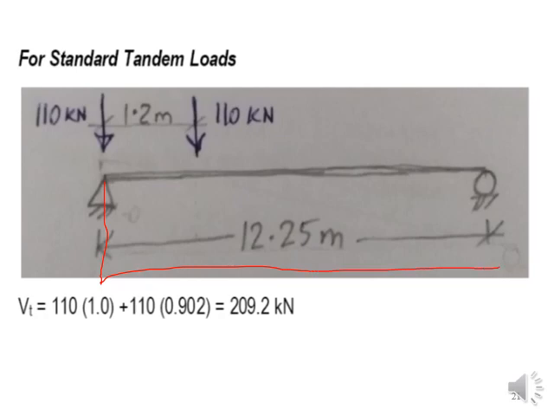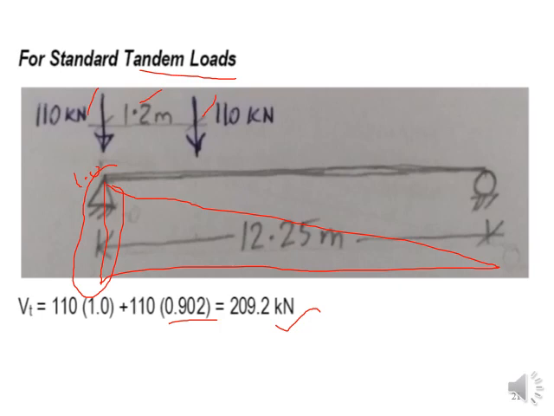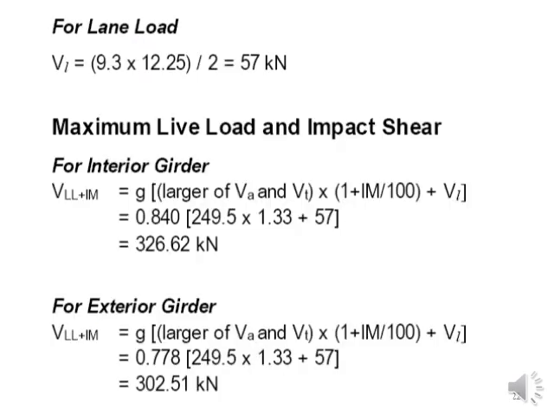Similarly, for the standard tandem loads, it's 110, 110, with 1.2 the distance in between. So 110 is multiplied with the one ordinate, the maximum ordinate for the shear, and on the other side it will be 0.902. This is also the maximum possible position to get the maximum effect, or the answer for the shear for tandem loads. Out of the tandem and axial, you have to consider the maximum.